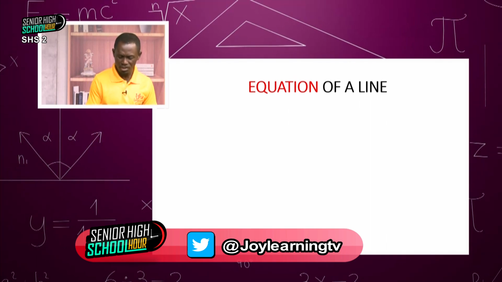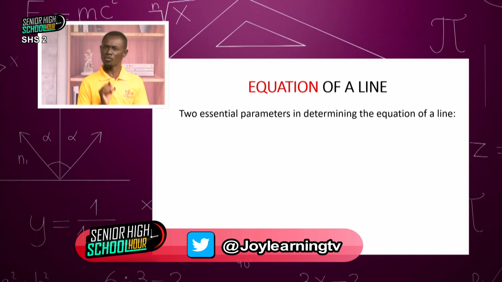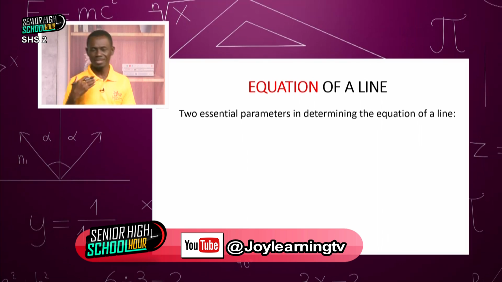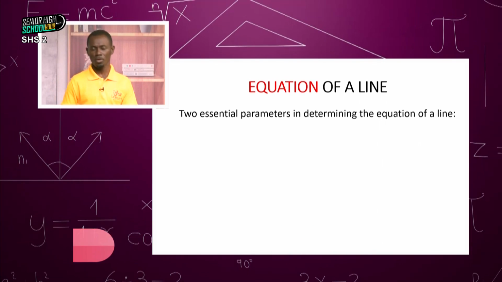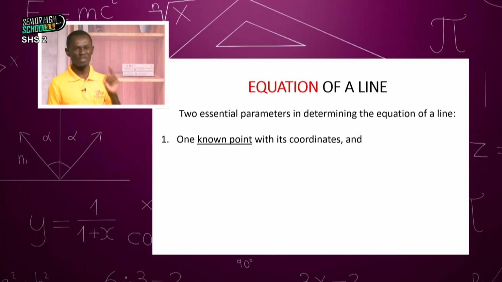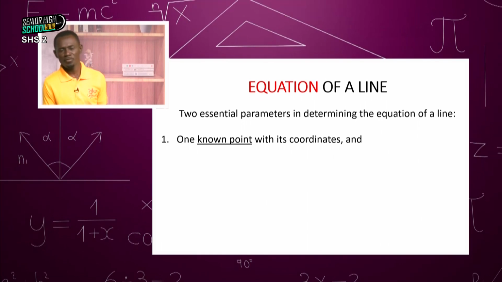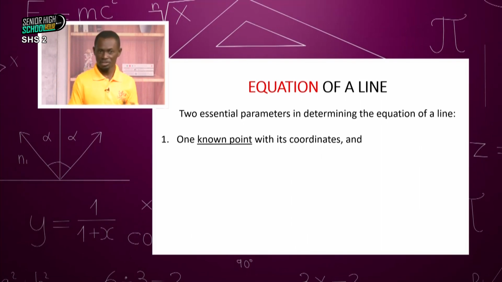So the equation of a line, 2 things that are important, essential parameters. If you want to find the equation of a line, if a question is put before you and you are required to find the equation of a line, there are 2 things that you must have, else you cannot find the equation of a line. What are those 2 things? 1, you must have a known point and its coordinates. At least 1 point and its coordinates. You must know it. So it's like saying, if I want to find out your family name, I need to just find one of you, the siblings, or the children in the house, or just one member of that family. If I know that one member, I can tell the family name. That is with the assumption that you all have the same family name.